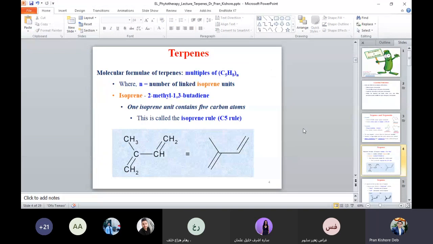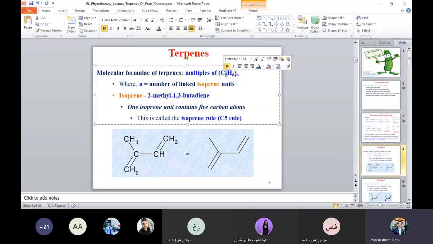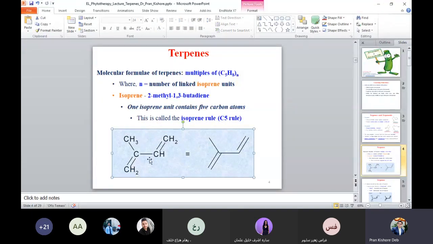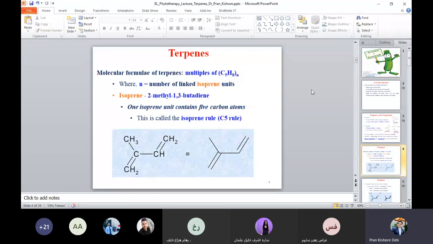So the molecular formula of terpene, remember, it's a multiple of C5H8, so (C5H8)n. Okay, where the n represents the number of linked isoprene units. What is the isoprene? Isoprene is the first unit of terpene, the building block of terpene that contains 5 carbon atoms. So look at the structure of isoprene here. It is nothing but 2-methyl-1,3-butadiene.